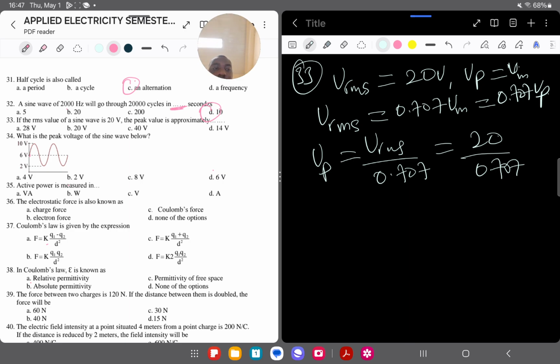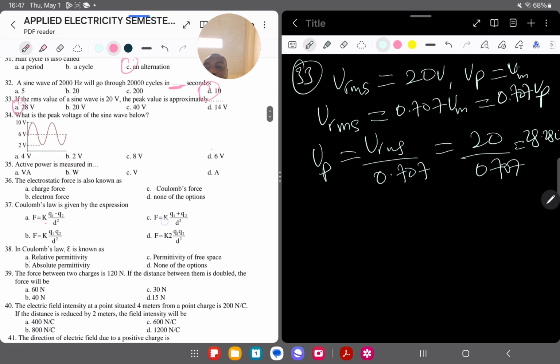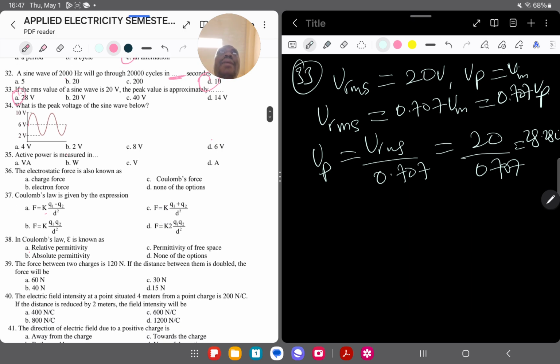So I get 28, right? 28.28 volts. So when we check here, the answer, we have 28, right? So the answer here, we get 28. Now, let's go to the next question, which is question 34.